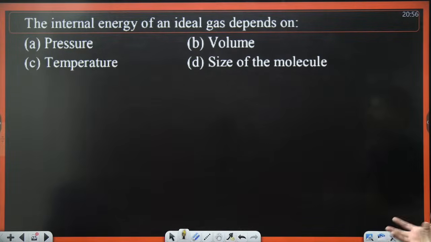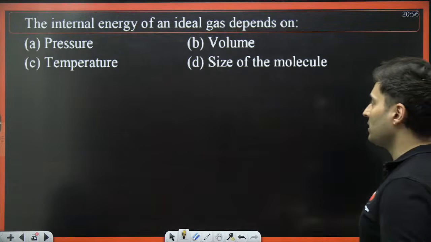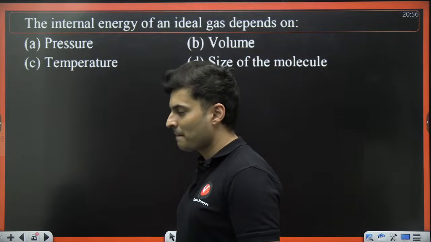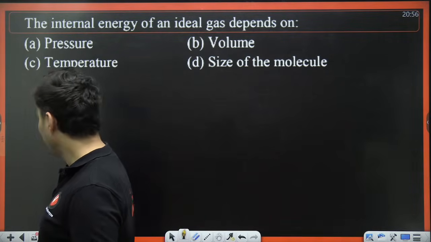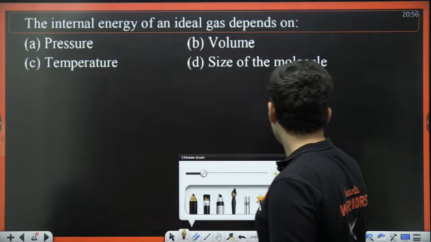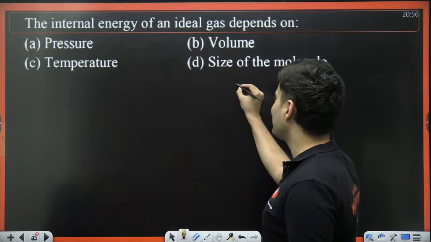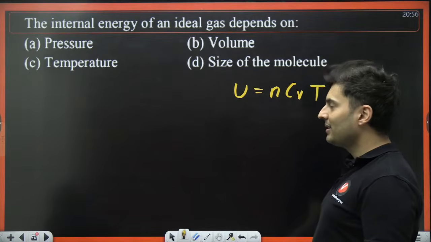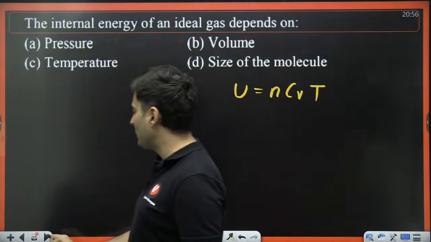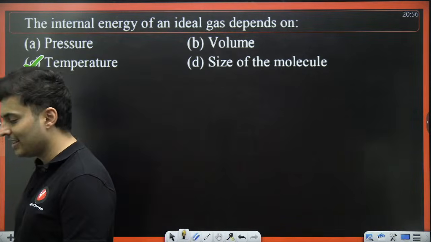The internal energy of an ideal gas depends on pressure, volume, temperature, or size of the molecule. Come on, my dear students, what does it depend on? Internal energy of the gas, U is nCvT. What does it depend on? Only one thing, and that is temperature. So I think temperature should be the answer.